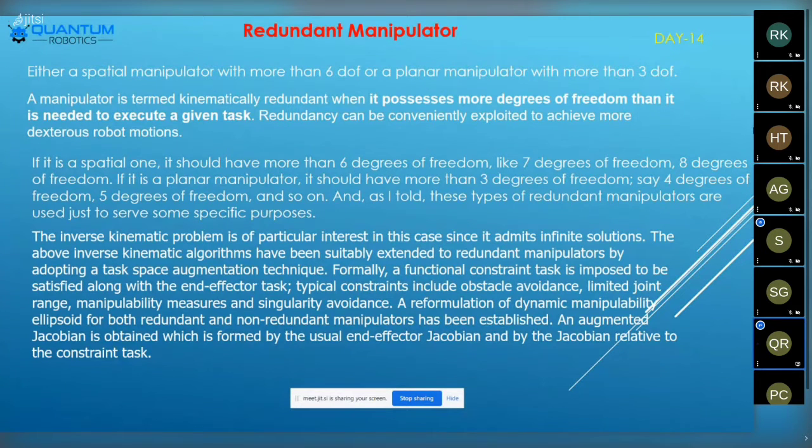If it is a spatial one, it should have more than 6 degrees of freedom, like 7 or 8 degrees of freedom. We have many categories within the spatial manipulator: 6, 7, and as well as 8 degrees of freedom. If we go with the parallel manipulator, we go with a smaller number, because in the parallel manipulator we are using the sequential methodology. When we go with the spatial manipulator, we are going for difficult high-end productivity development.